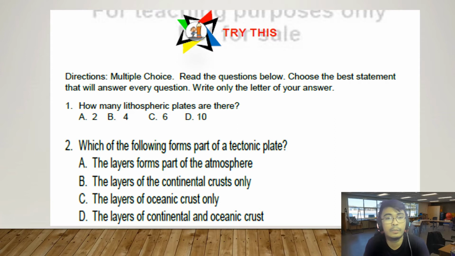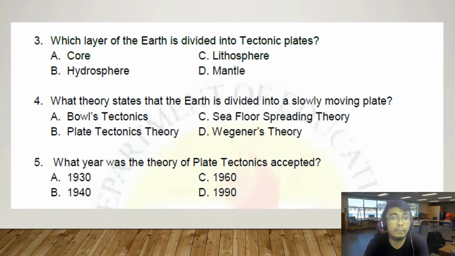Question number 1 is presented here. How many lithospheric plates are there? Question number 2, which of the following forms part of a tectonic plate? For question number 3, which layer of the Earth is divided into tectonic plates? Question number 4, what theory states that the Earth is divided into slowly moving plates? And then for number 5, what year was the theory of plate tectonics accepted? Okay, so you have 5 items again.